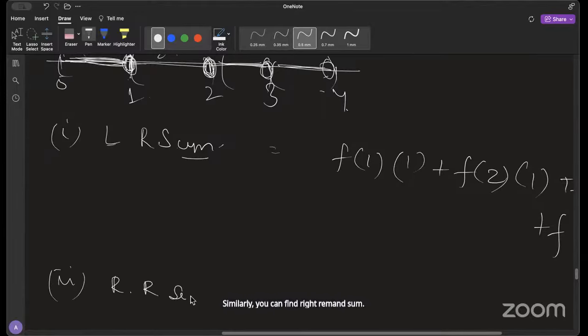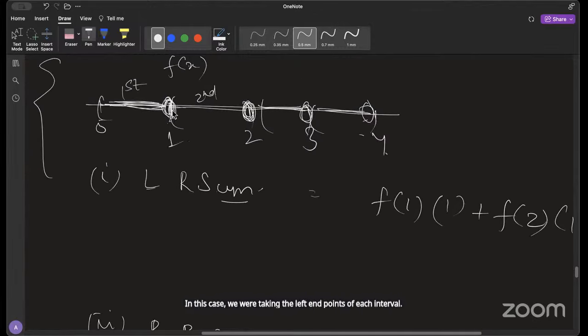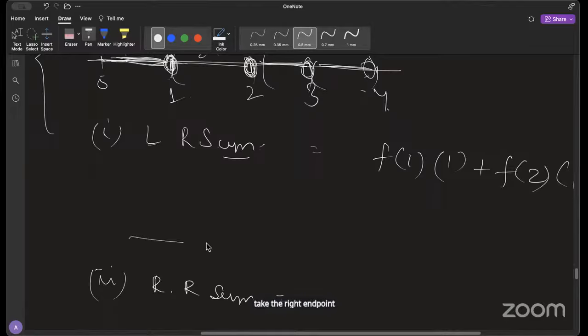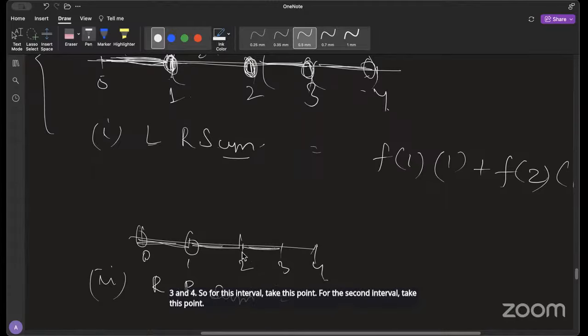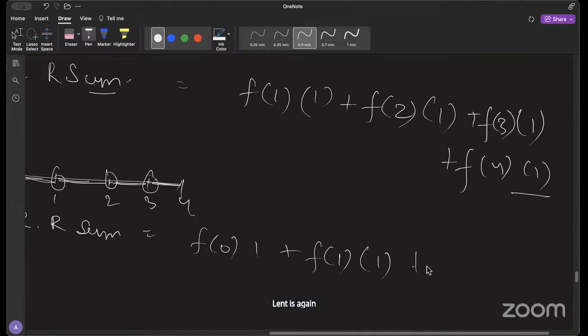What will that be? In this case, we were taking the left end points of each interval. Now we'll take the right ones. Take the right end point for this interval. So if you have 0 to 1 to 2, 3 and 4, for this interval, take this point. For the second interval, take this point. Third one, take this one. Fourth one, take this one. So your right Riemann sum becomes f of 0, length of the interval is 1. F of 1, length is again 1. F of 2, length is 1. F of 3, length is 1.